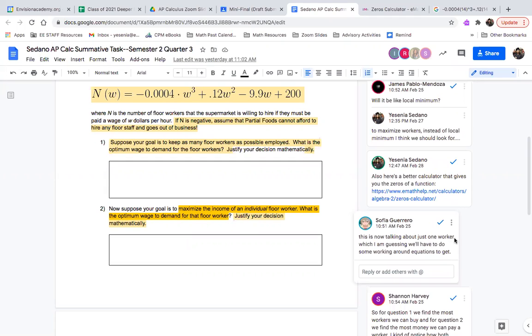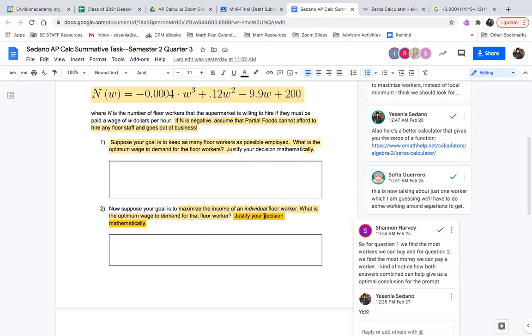This is talking about, yeah, just one worker. And I'm guessing we'll have to do some workings around. So for question 1, we find the most workers we can buy. For question 2, we find the most money we can pay a worker. That's right. And you are going to be using these 2 things to make a final kind of decision. So that's exactly what we're doing here.